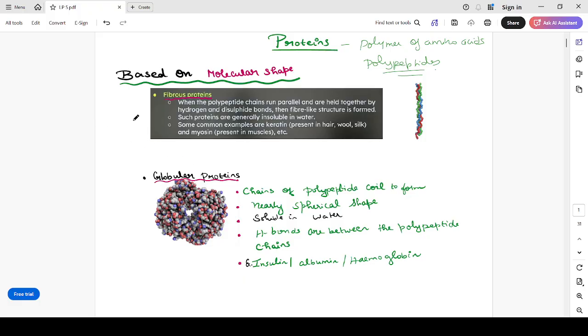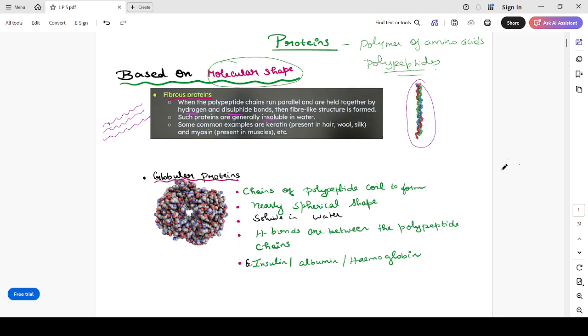So based upon their shape, we classify the proteins here. The first one, depending on their molecular shape: if they are having fibrical things like this, running parallelly like this, and they are being held together by hydrogen or disulfide bonds, then such proteins are called fibrous proteins. These proteins are insoluble in water.